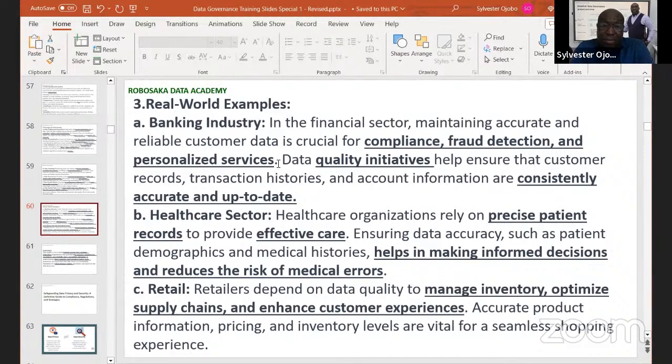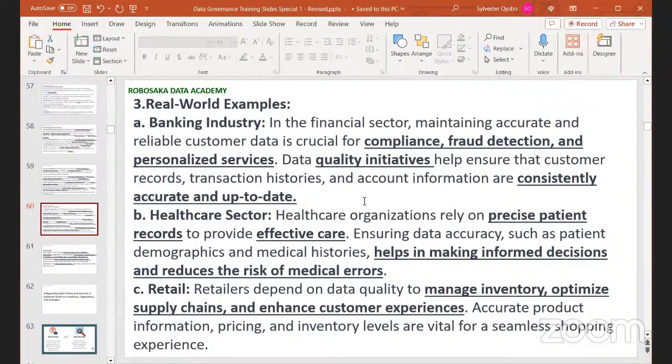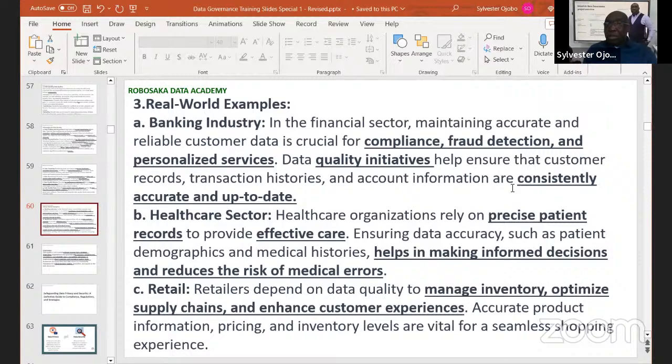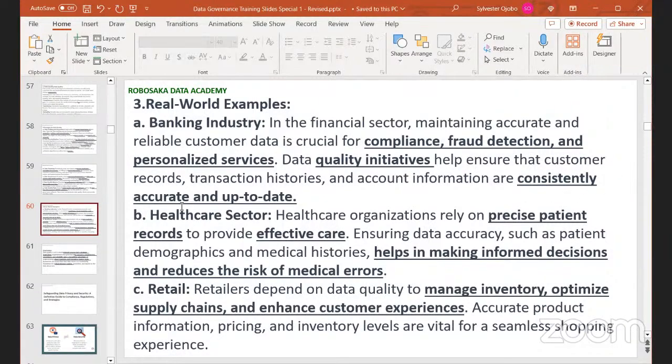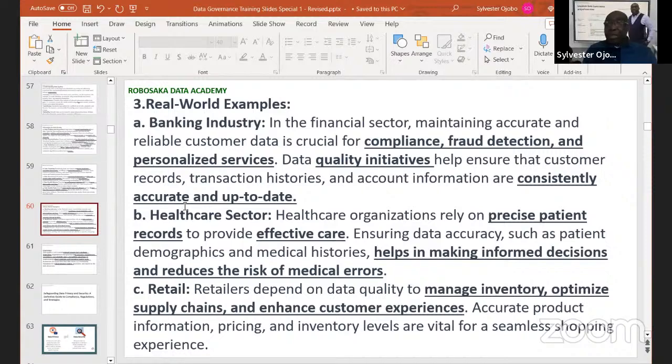You see now, it's about the practical aspect of it. So when you are asked some questions about data quality strategy, and what is the importance and relevance of doing that, these are the real-world examples, the banking sector. Data quality initiatives help to do what? To ensure the customer records, transaction history, and account information are consistently accurate and updated.